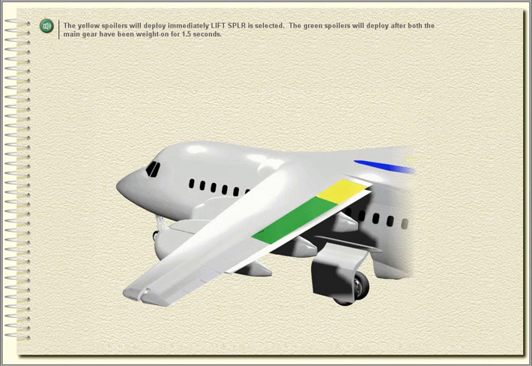The yellow spoilers will deploy immediately if lift spoiler is selected. The green spoilers will deploy after both the main gear have been weight on for 1.5 seconds.